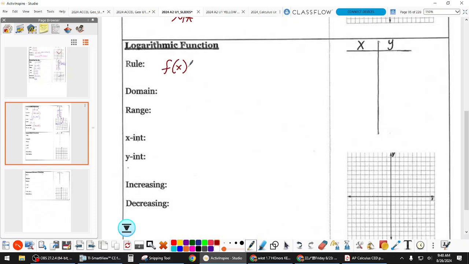So f of x is, let's do natural log. So ln, that stands for natural log. Okay? Log is short for logarithmic or logarithm. Natural log.